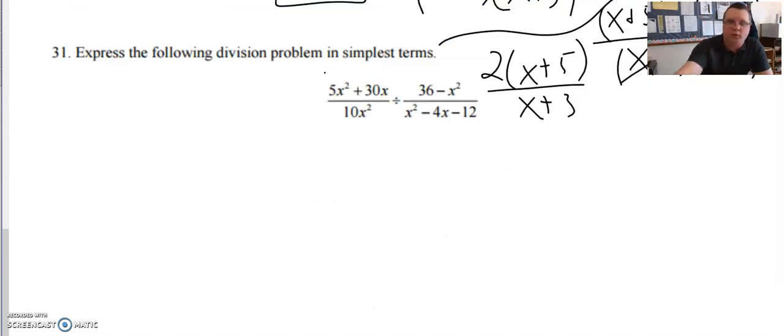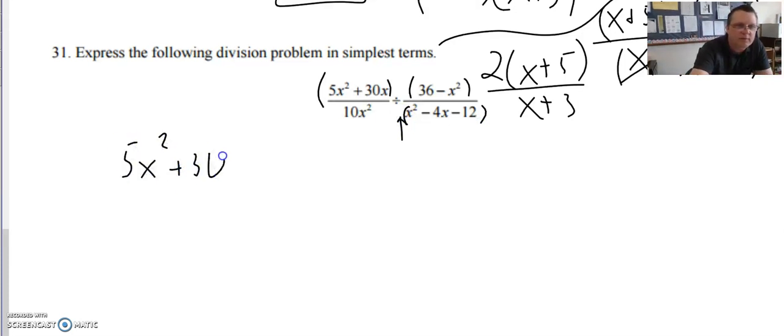31. Put them in parentheses. All right. Hold on a second. Okay. Back to 31. Put all your polynomials in parentheses. And since this is a division of fractions, we have to keep the first term the same, and we have to change to multiplication and flip the second one.